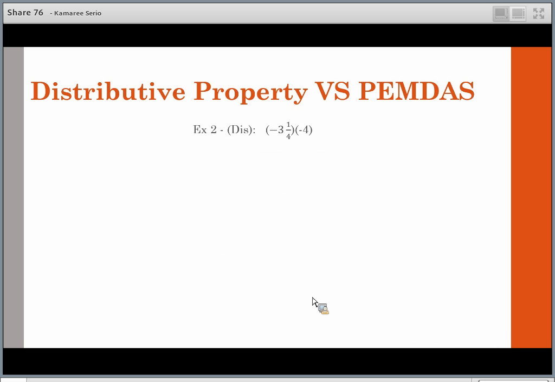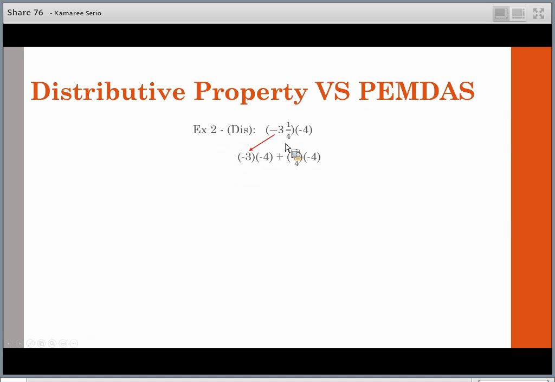Another example. When you are using distributive property here, this looks different because there's no addition or subtraction in between any of these numbers. You're looking at this and going, well, those two numbers are just being multiplied together. However, what you can do is take this fraction, this negative 3 and 1/4, and break it down into two separate components, meaning take this negative 3 and this 1/4 and break them apart.